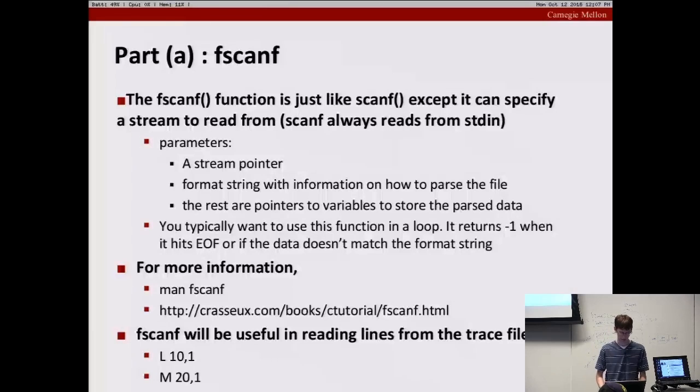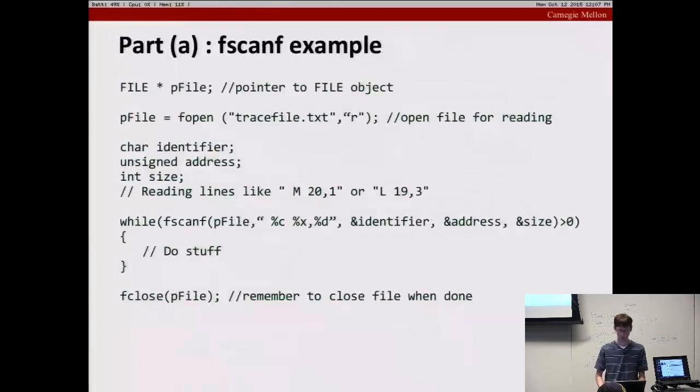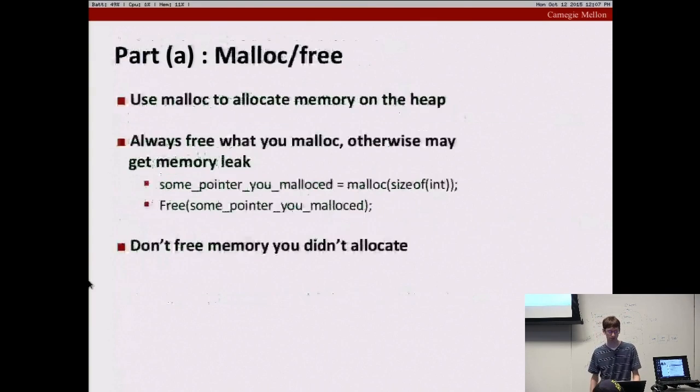Let's see, okay. What else? Here's an example of scanf being used. Here it expects a string that starts with a space and then has a character and then a space, and then some hex value, a comma, and then it's going to read the last thing off as an integer. This is essentially the sort of thing that you're going to use. This is about exactly what you'll want to be able to read the trace files.